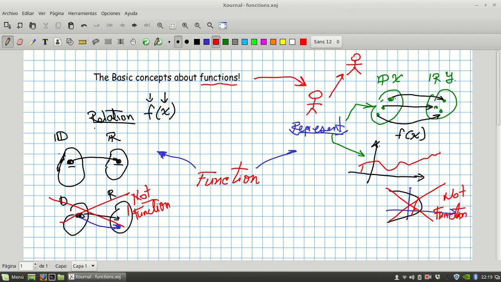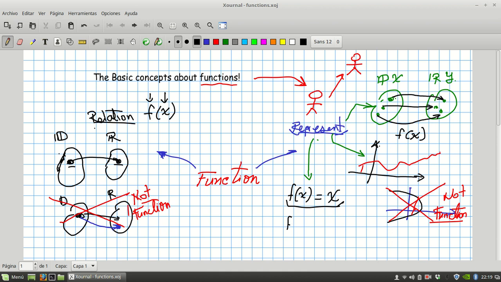It's a relationship, but it's not a function. And the third option that we can have, or we may study too much, is by equation's rule. So for example, when you say f(x) equals x, we have an equation that relates one element of the domain with one element of the range.